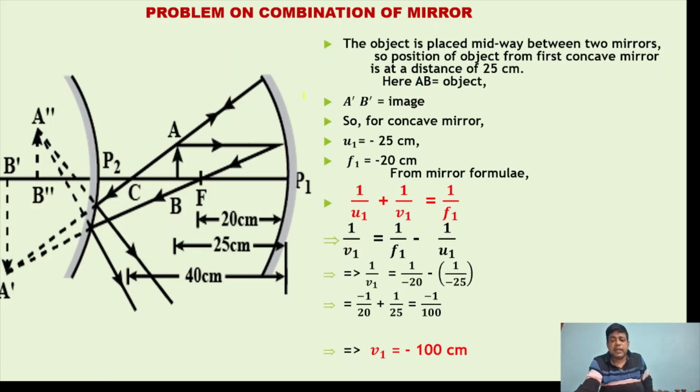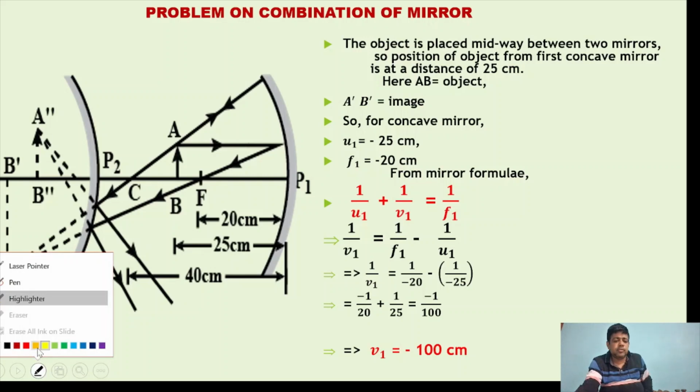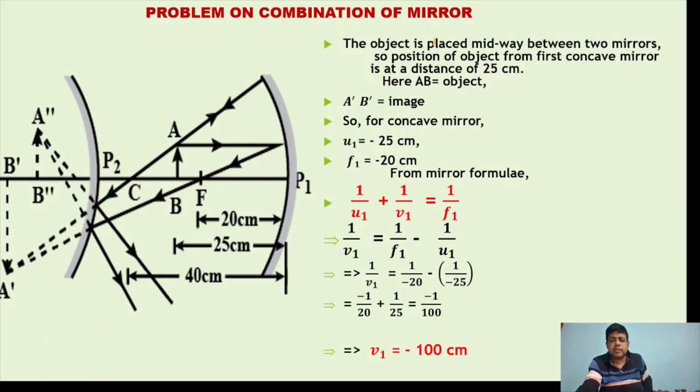So the object is placed, you see now, the object is placed midway between the two mirrors. So the position of the object from the first concave mirror is a distance of 25 centimeter because it is midway. You see, the object is placed at the position B, which is the midway between the two mirrors.